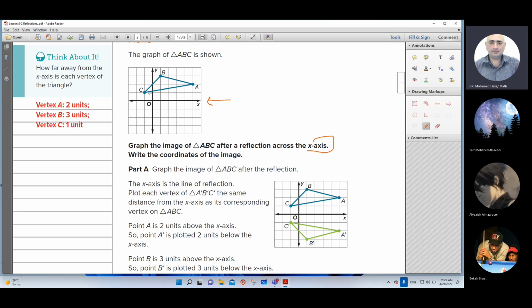So start from this vertex C. What is the distance from C to the x-axis? 1 unit. So count 1 unit, and this is C prime. Then, what is the distance from B to the x-axis? Count 1, 2, 3. 3 units. So count 3 units down, 1, 2, 3. This is B prime.